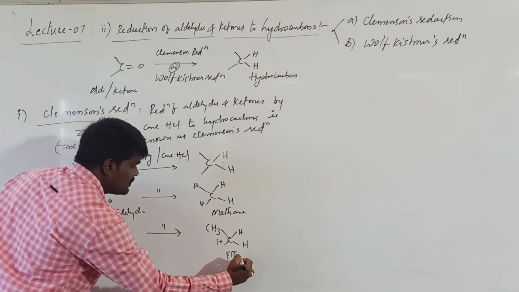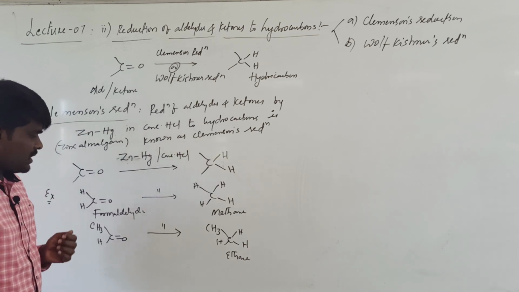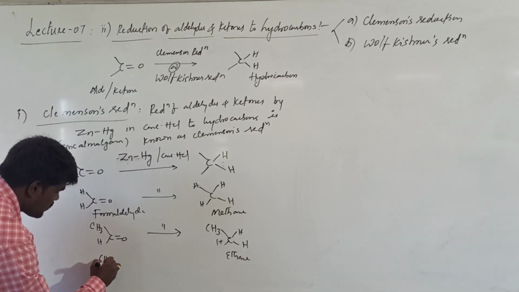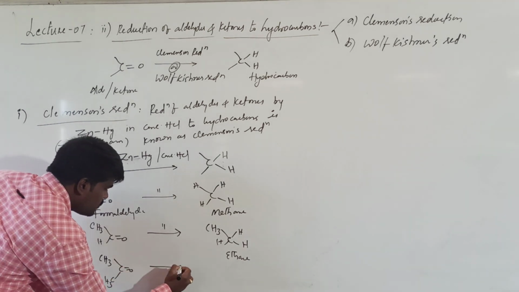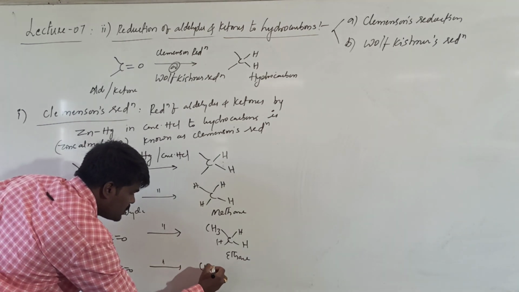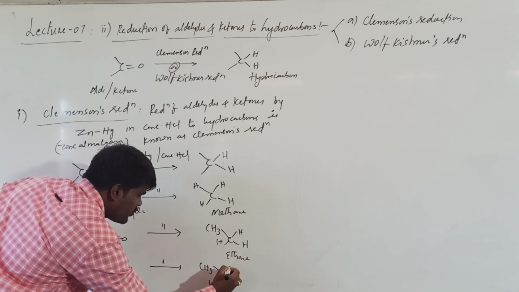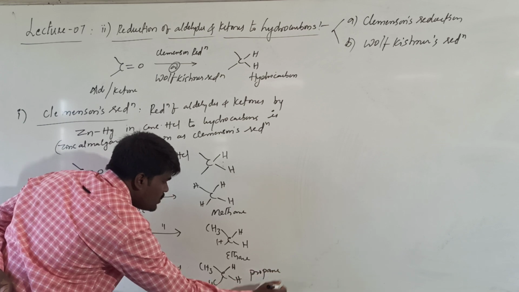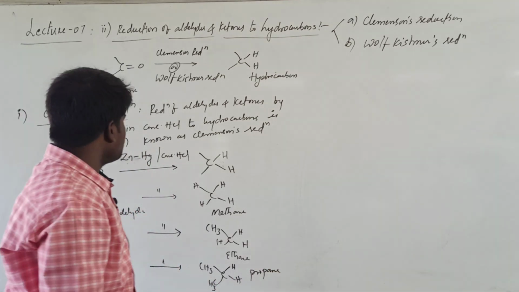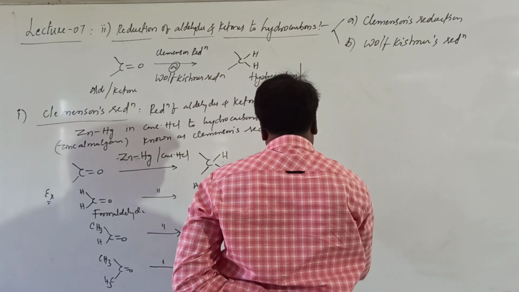This is how you have to make a reaction, right? If you take acetone as an example of a ketone, what will you get here? You will get propane. This is how you have to proceed. This particular reaction is called what?